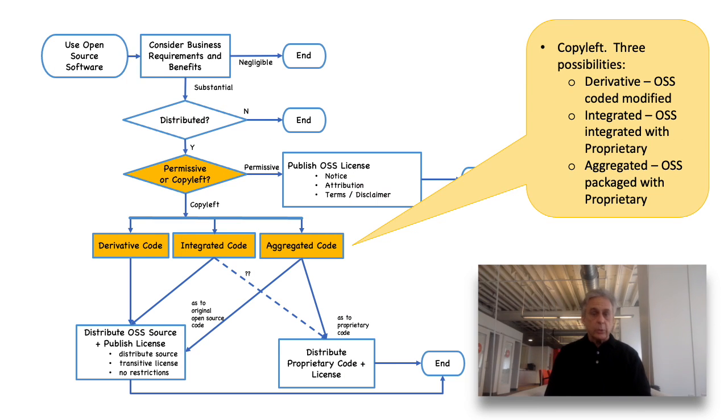If the license is instead a so-called copyleft license, the analysis turns on how you are distributing the OSS. It may be as derivative code, which is code modified by a licensee, as integrated code, which mixes copyleft protected OSS and third-party code together, or as aggregated code, in which copyleft protected OSS code is merely packaged with third-party code.